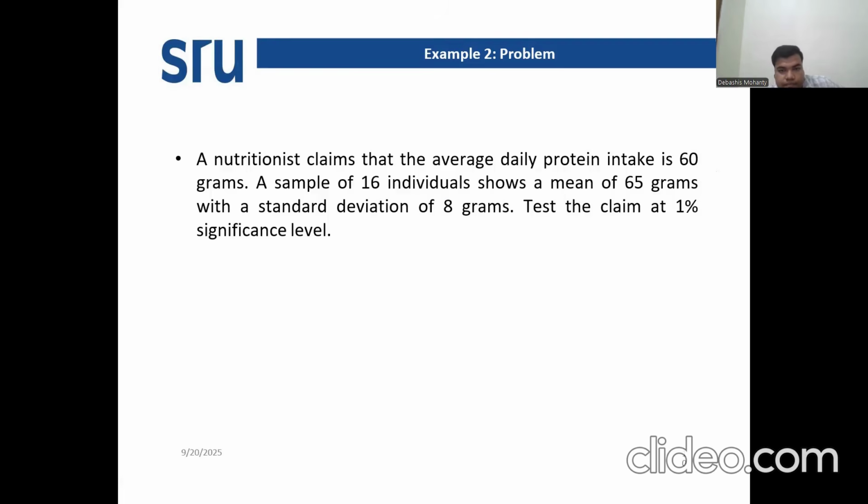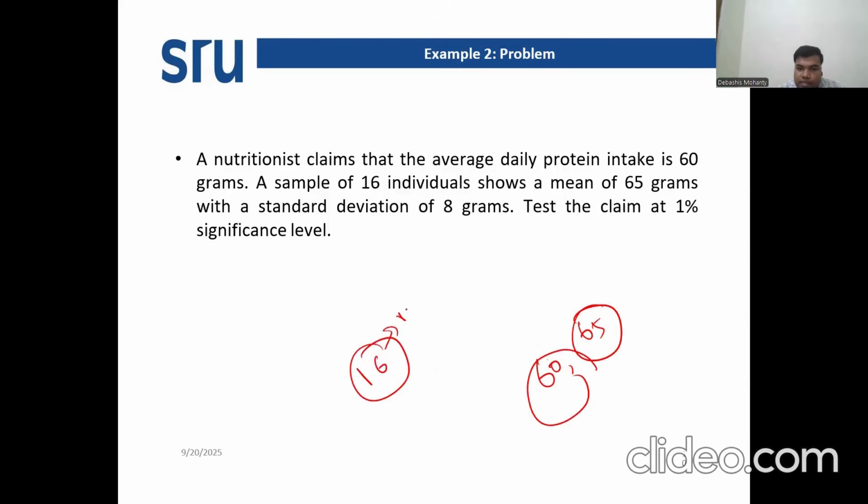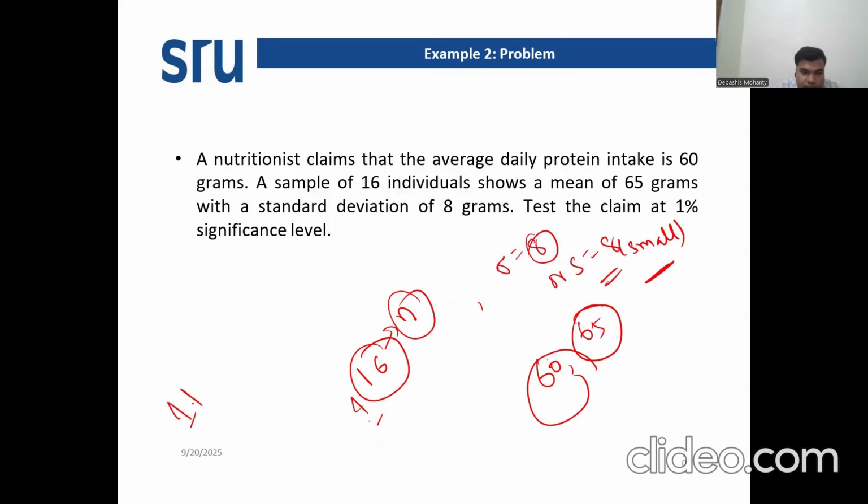Right? So test the claim at 1% significance. So try to understand this question. Two means are given. First is given 60, another is given 65. Right? And 16 individuals means n value is given 16. Right? And the standard deviation, this sigma value, is given as s value, because it is a small sample. So at 1% significance level, we have to check.